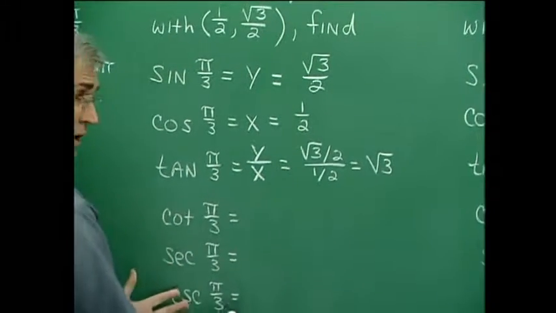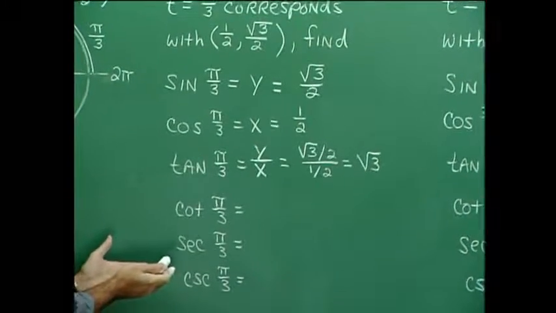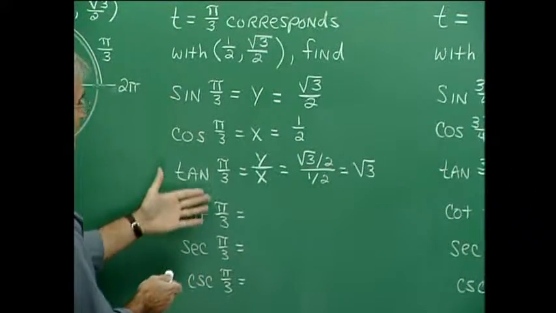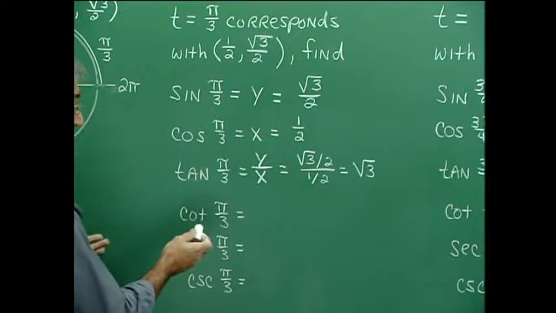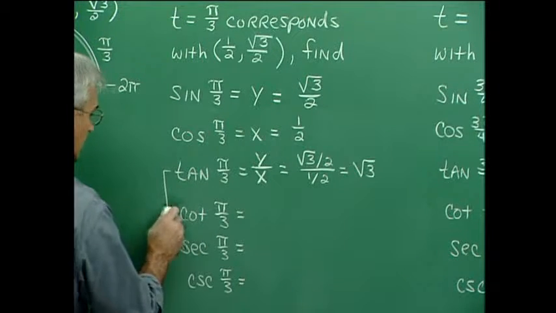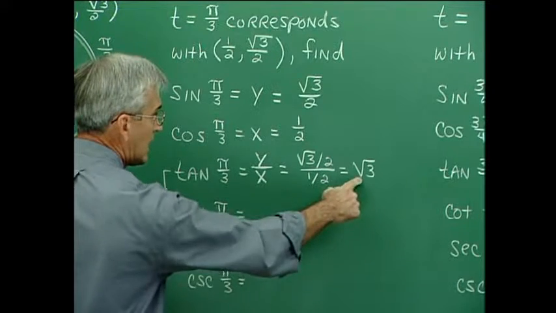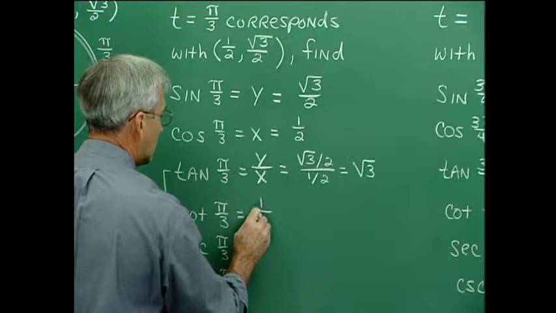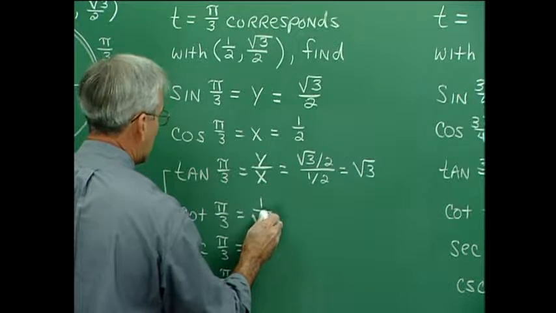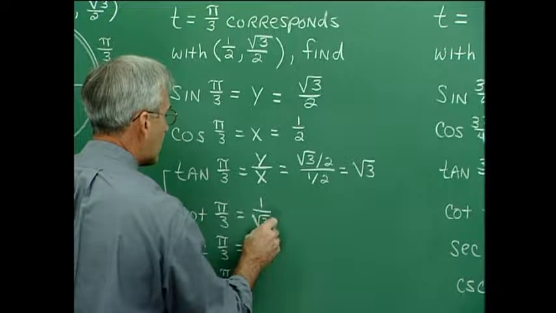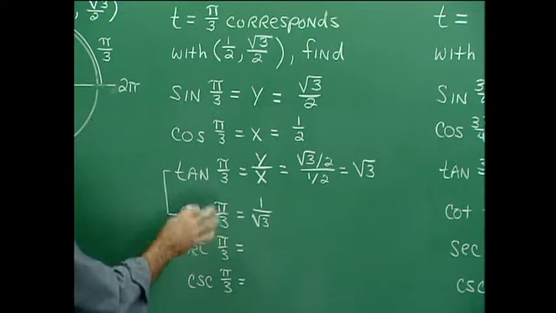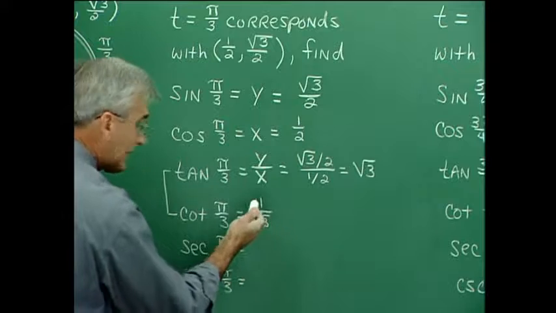Now, the other trig functions turn out to be the reciprocals of the first 3, so they're pretty easy to generate. These two are reciprocals of one another, and so the cotangent of pi over 3 is 1 over the square root of 3, which we can rationalize if we want to. I'm not going to here, but we could.